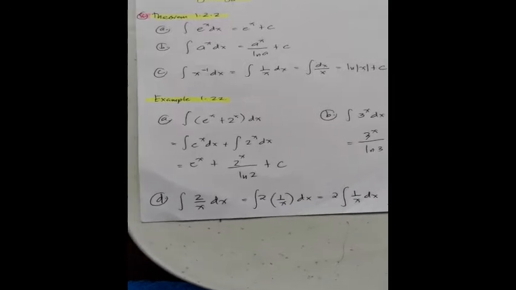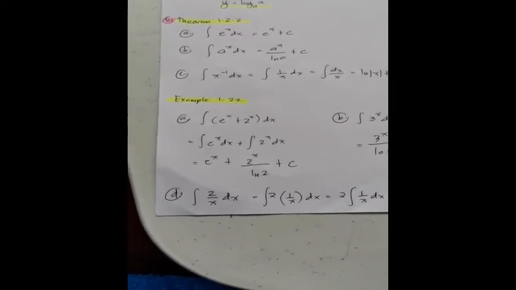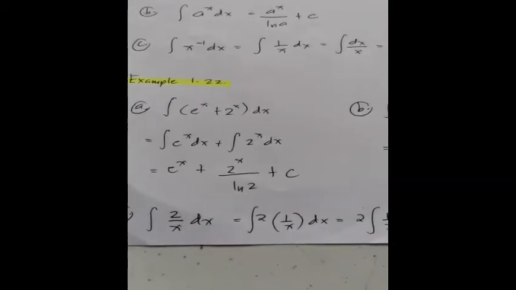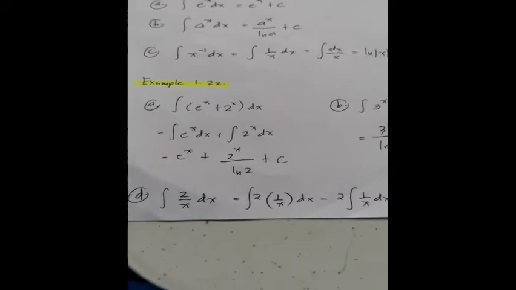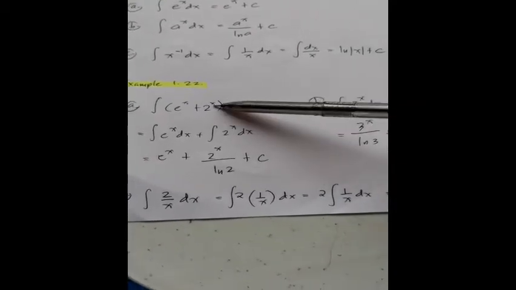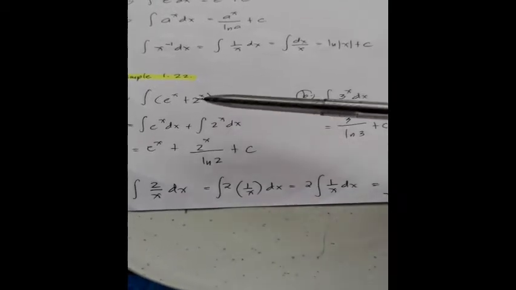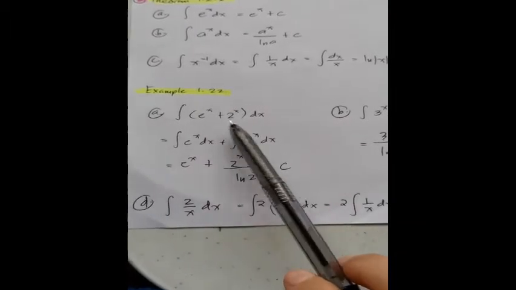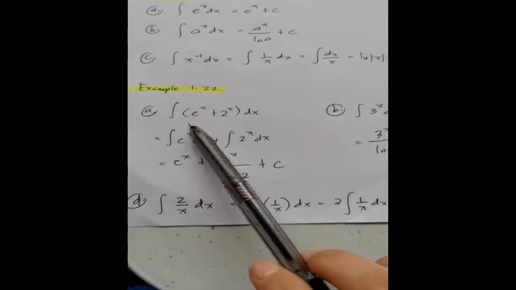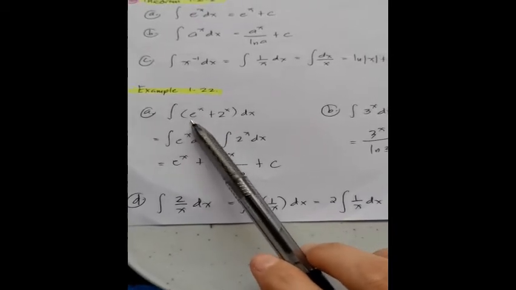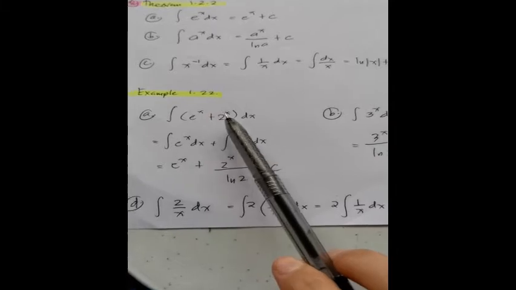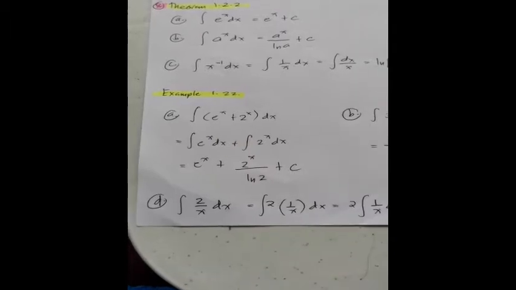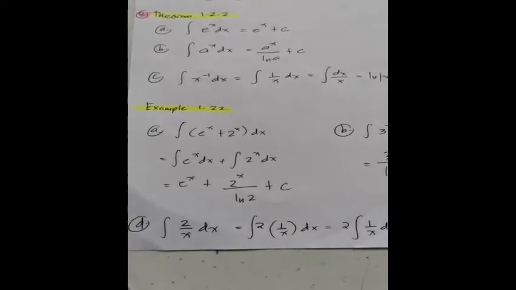Okay, so let's proceed to example 1.2.2. Examples doon or application doon sa theorem 1.2.2 na diniscuss ko sa previous video. Okay, so first example is the integral of e to the power of x plus 2 raised to the power of x dx. Okay, so 'di ba na mention ko na sa anti-differentiation, kapag mag-integrate tayo ng polynomial function, ang gagawin natin is i-integrate natin bawat terms. Okay, so ibig sabihin, integrate natin si first term na e to the x, i-integrate din natin ng separate si 2 to the power of x dx. So saka na natin i-add yung result sa final answer.